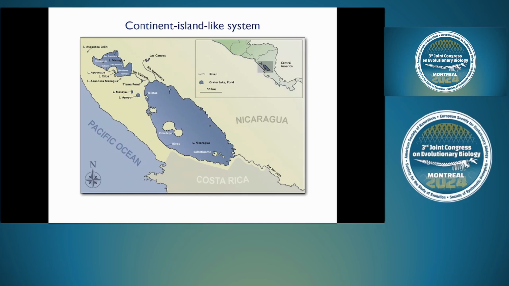And what you have here is two large lakes that act as a continent, connected by rivers and full of fish and different organisms. And you see around there on the left, a bunch of crater lakes derived from volcanic activity. When they originate, they're empty, and they have been colonized by different organisms, and upon colonization, diversification happens. So this is a very nice continent-island model.